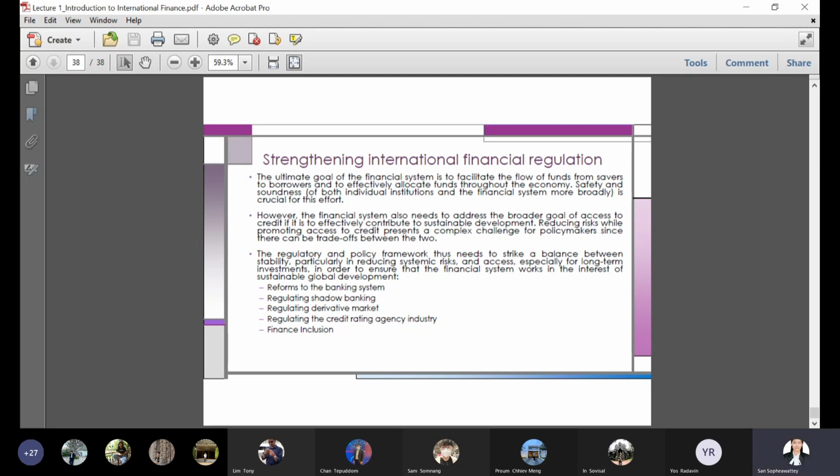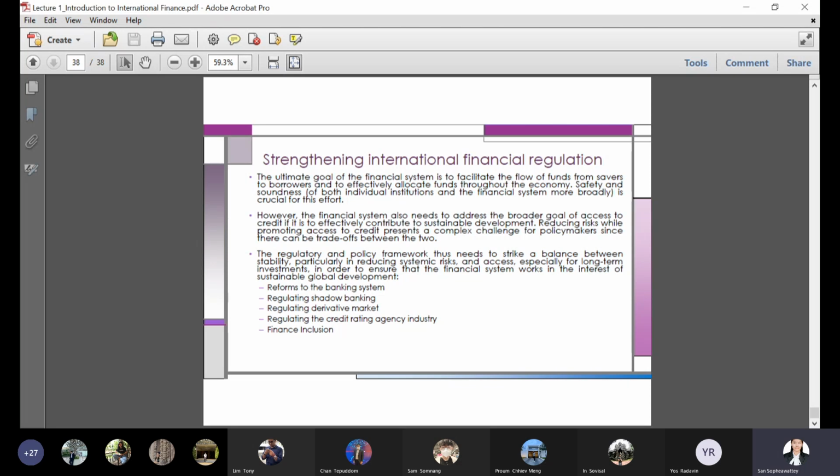So policymakers start to implement policy that regulates shadow banking. Even though it's limited, at least they implement some regulations. And then people start to regulate the derivative market.